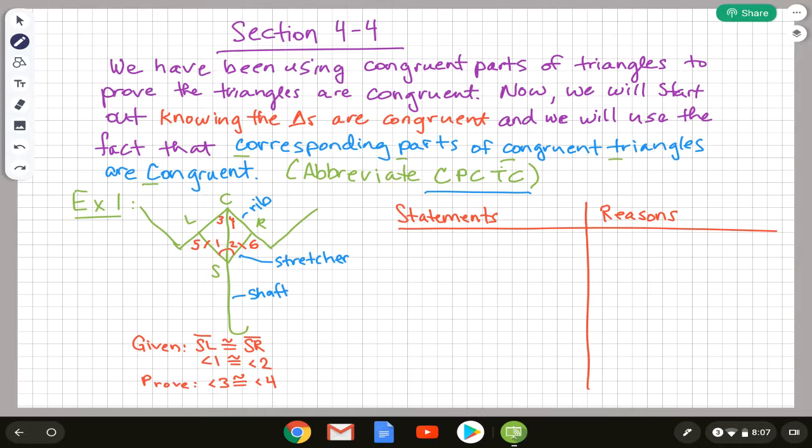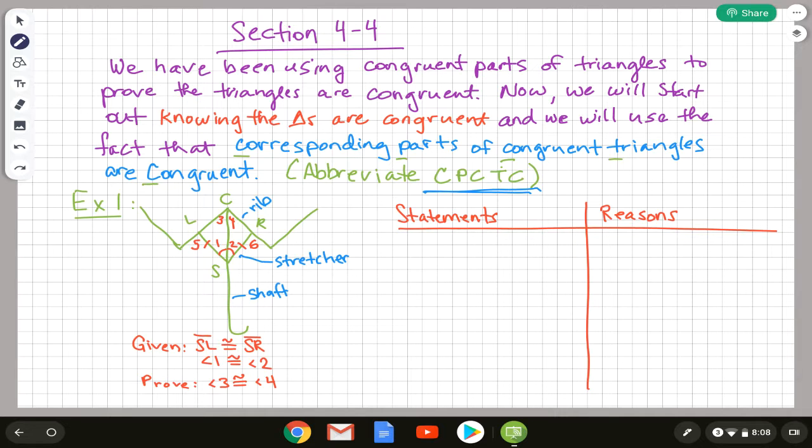And so in this section, we're going to be doing some proofs where we show that the triangles are congruent, and then we go one step further to say that two of their corresponding parts are congruent. And we use this CPCTC. This is just an abbreviation of the corresponding parts of congruent triangles are congruent. And so this is much easier to write down. That's what we're going to use as an abbreviation.